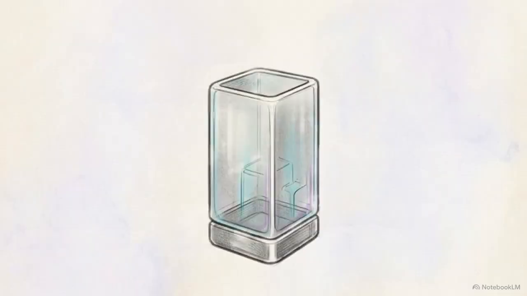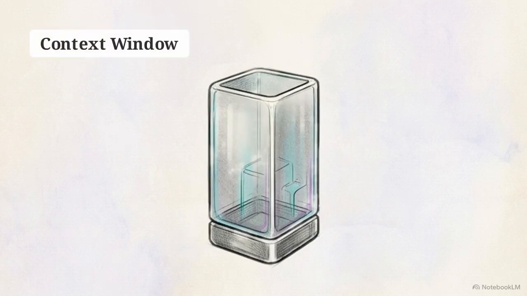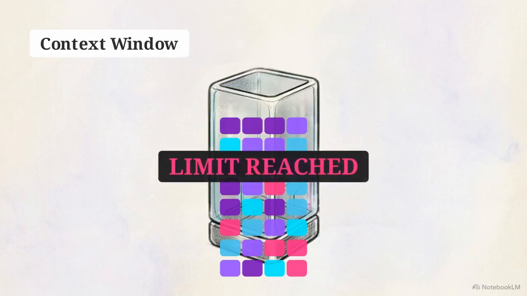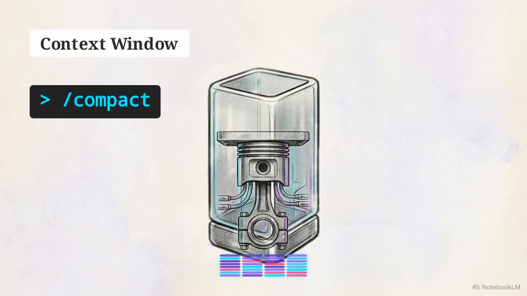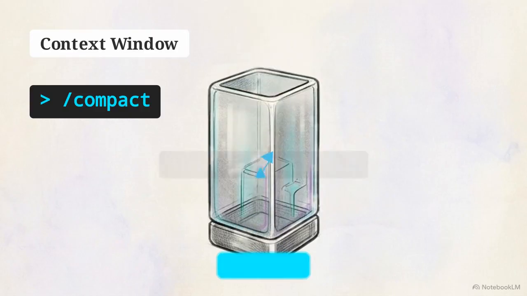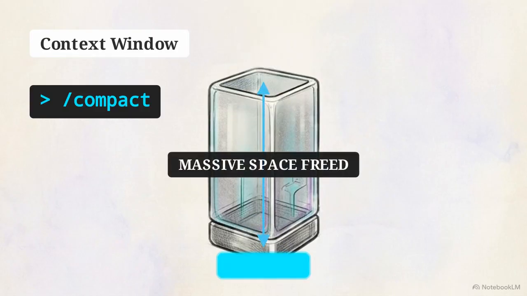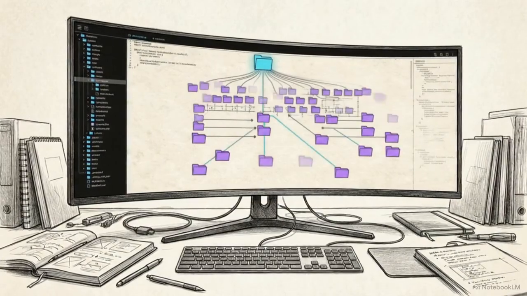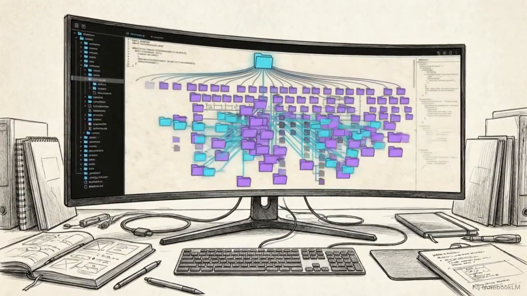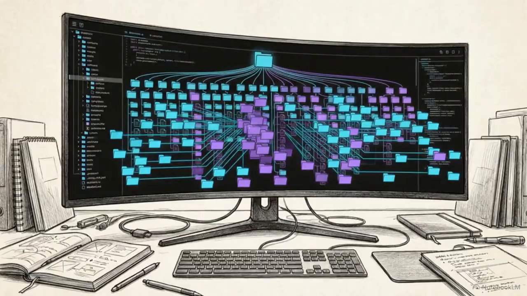This glass container illustrates the context window. Every file Claude reads and output it generates takes up space until its memory hits the limit. Run the compact command, and Claude summarizes past interactions, compressing the blocks to free up massive space. Mastering these memory management tools allows Claude Code to remain effective throughout a long-term project. It ensures the AI stays aligned with your project's architecture, even as the codebase grows over weeks or months.